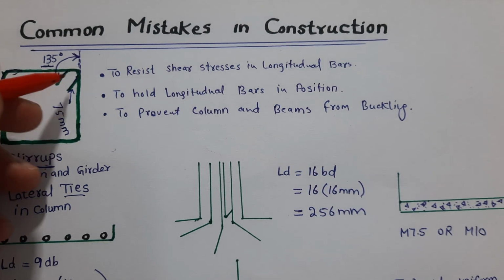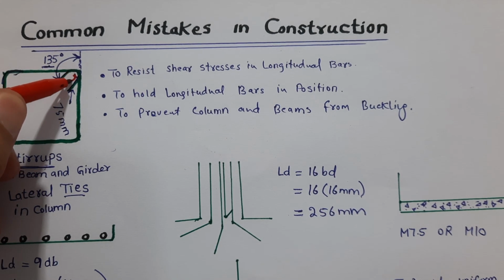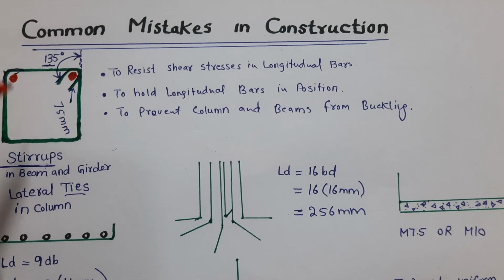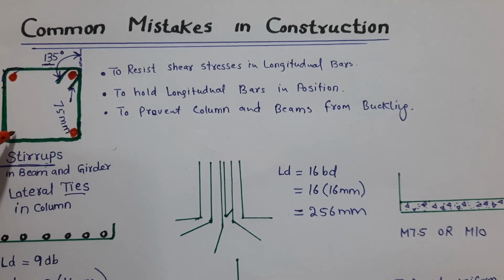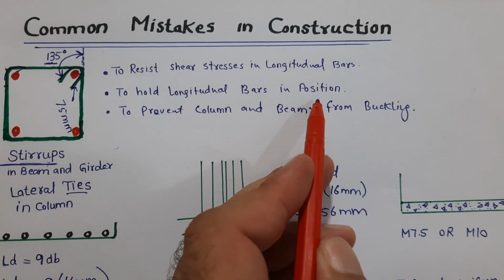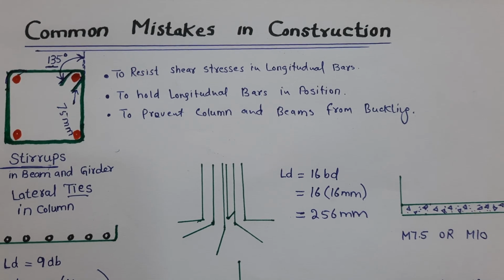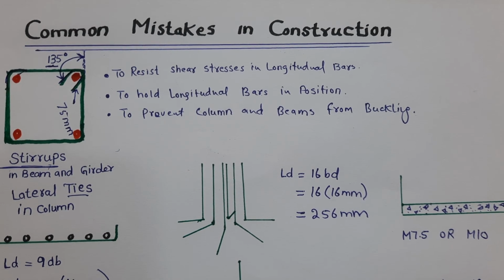Guys, you can see this is a column ring. This is one column, this is another column, and that one is another column, and these are called longitudinal bars. To hold longitudinal bars in position, whether in a beam or column, we provide this.